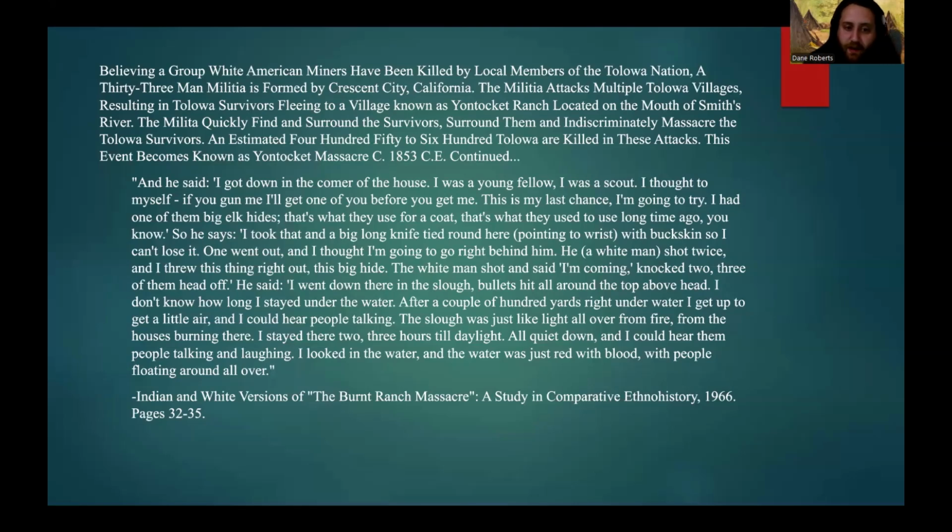I could hear people talking. The slough was just like light all over from fire, from the houses burning there. I stayed there 2, 3 hours till daylight. All quiet down. I could hear them people talking and laughing. I looked in the water. The water was just red with blood, with people floating around all over.